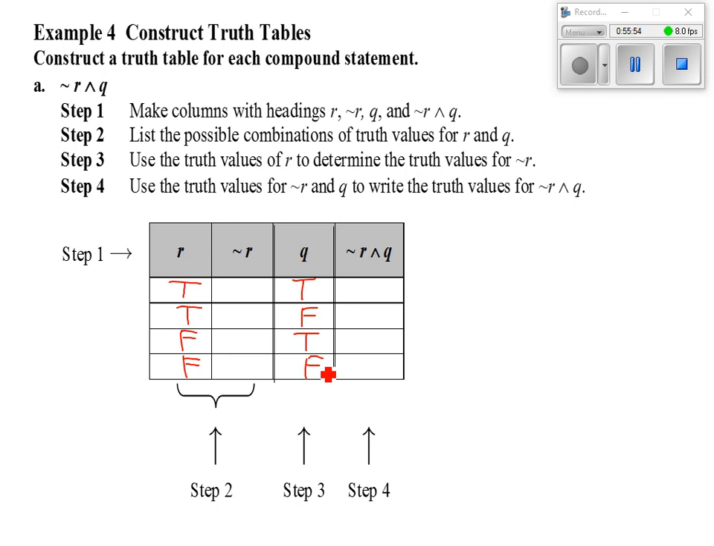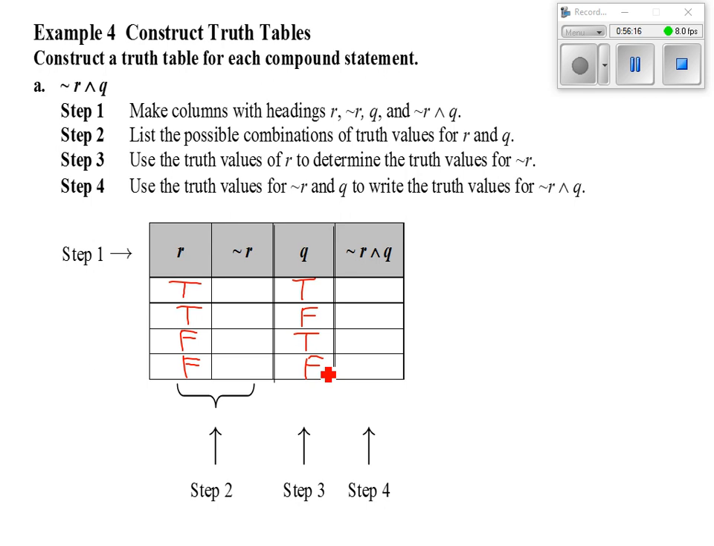So all we're doing is making up all the different things that we could have. They could both be true. They could both be false. The first one could be true, the second one false. The first one could be false, the second one true. Again, do we have any idea whether R is actually true or false? Do we have any idea if Q is actually true or false? No. All we're trying to do here is get an idea of the possible outcomes. What could happen?